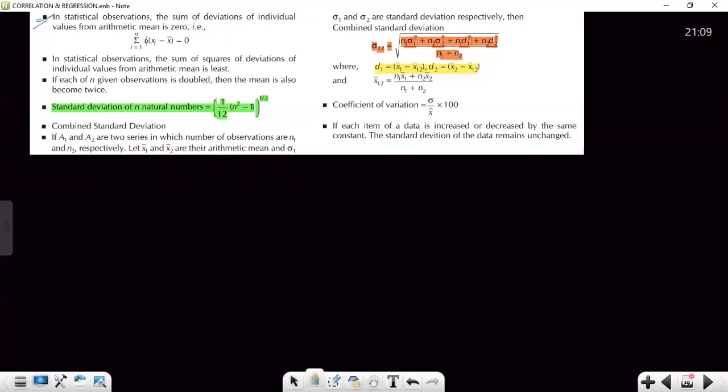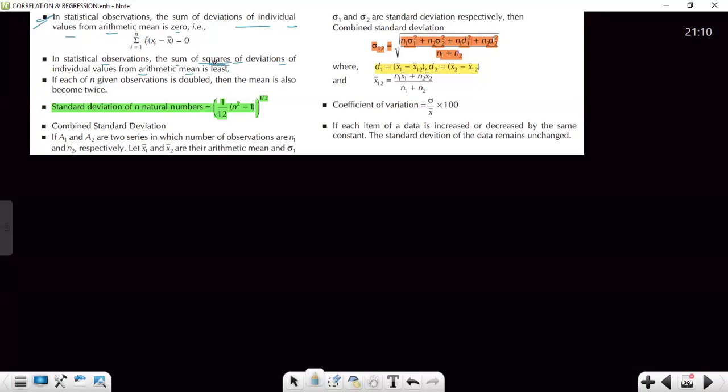In statistical observations, the sum of deviations of individual values from the arithmetic mean is zero. That is what we have just talked about. The sum of squares of deviations of individual values from the arithmetic mean is least. Remember, the sum of squares is the keyword here. If each of the n given observations is doubled, then the mean also becomes twice. And we know that it depends directly on the change of origin and scale as well.